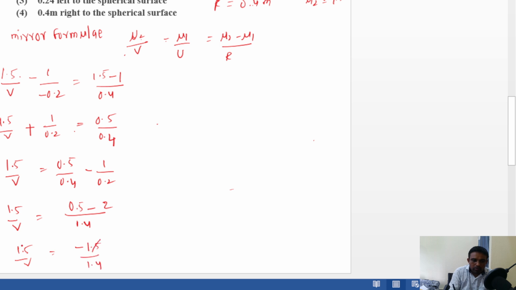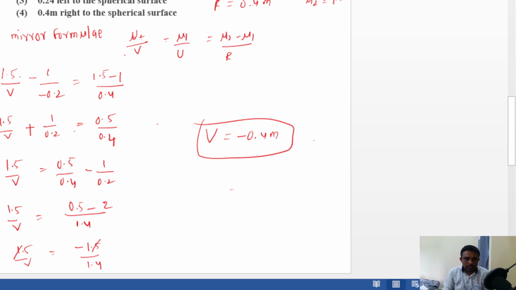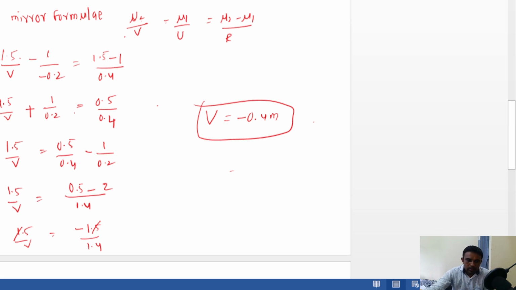So here 1.5 gets cancelled. So V is equal to minus 0.4 meters. So minus indicates the image is also on the left side. So 0.4 meters left of the spherical surface. Option 2 is correct. Next.